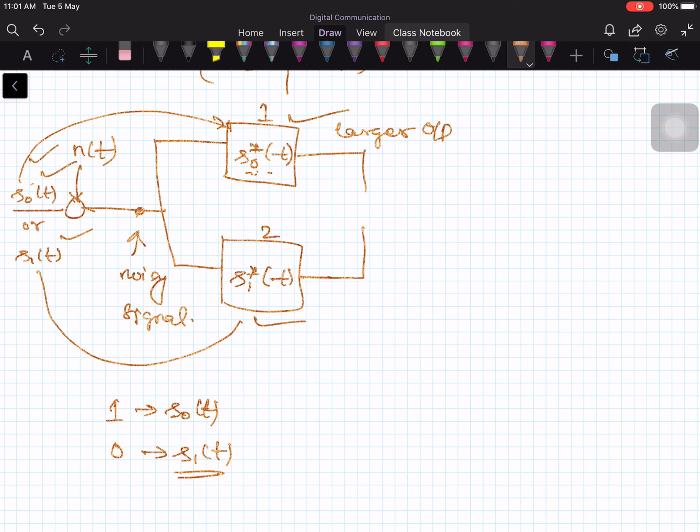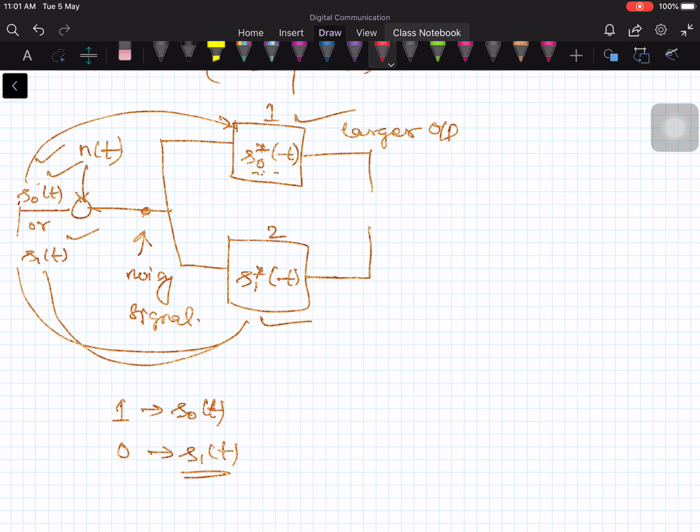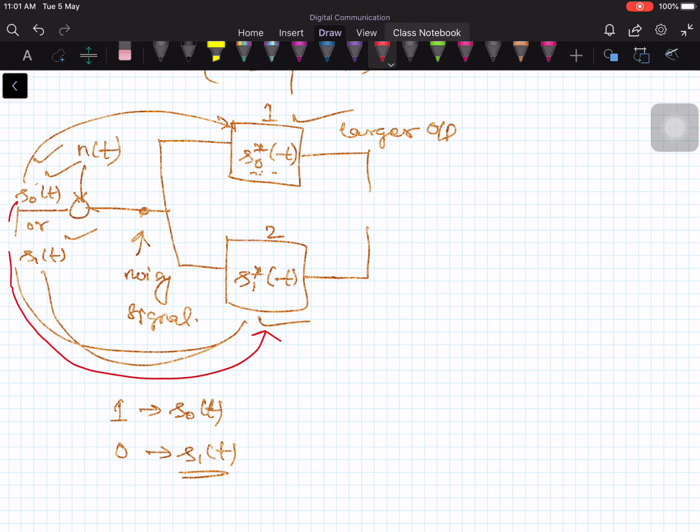Larger output. If the same s0 of t comes here, let me choose a different color. Same s0 of t comes here, then what happens? Output will be 0. So I will expect the 0 output in the second matched filter. Suppose if s1 of t was transmitted, then this will give you the maximum larger output, and this gives the smaller output or 0 output.